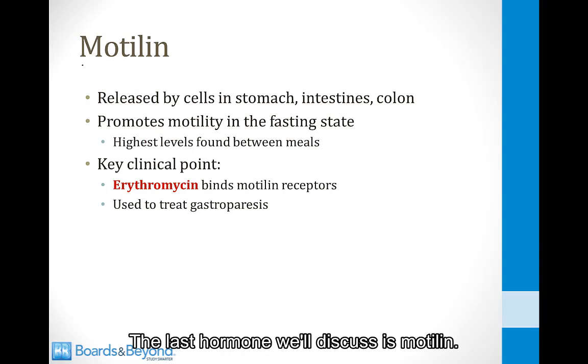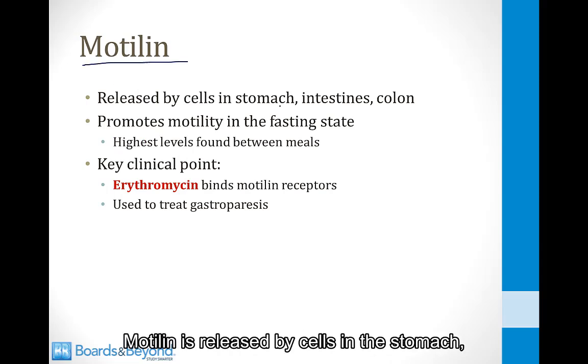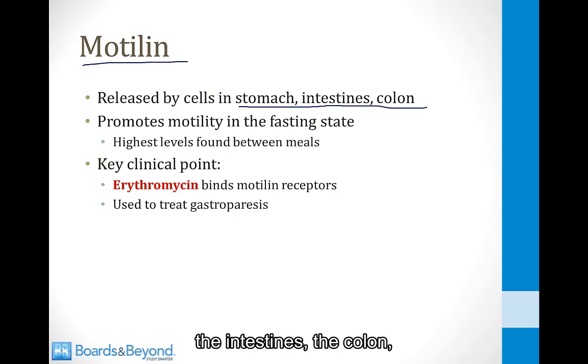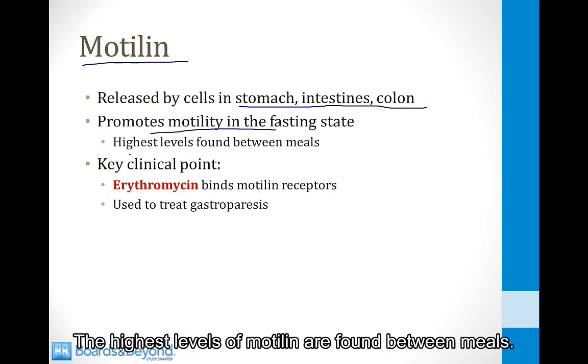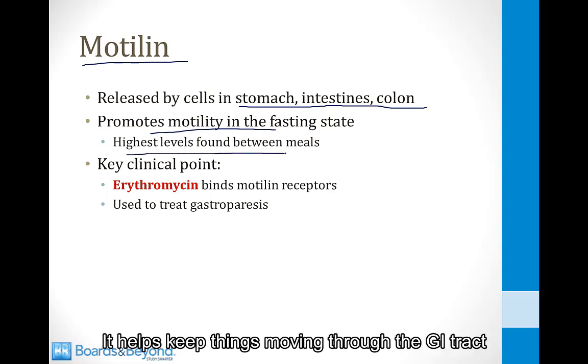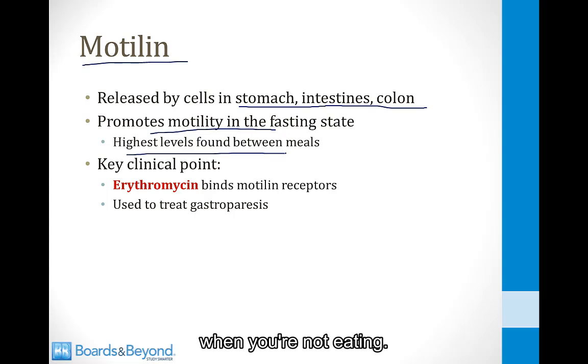The last hormone we'll discuss is motilin. Motilin is released by cells in the stomach, the intestines, the colon. It promotes motility in the fasting state. The highest levels of motilin are found between meals. It helps keep things moving through the GI tract when you're not eating.